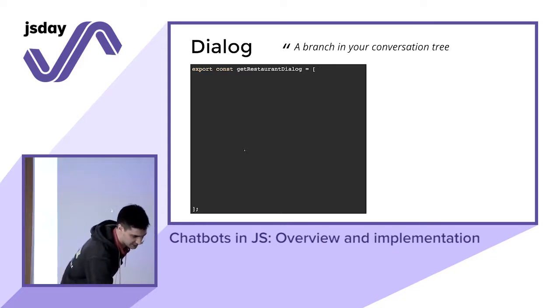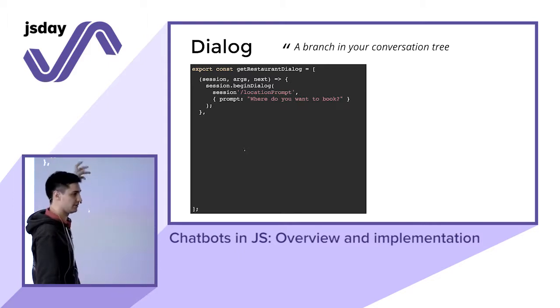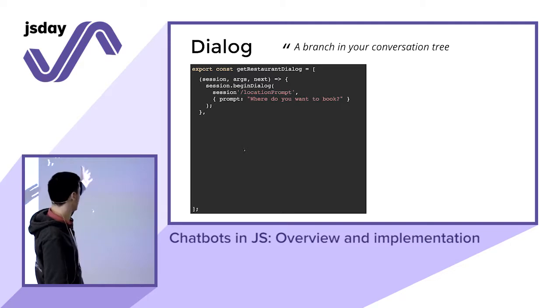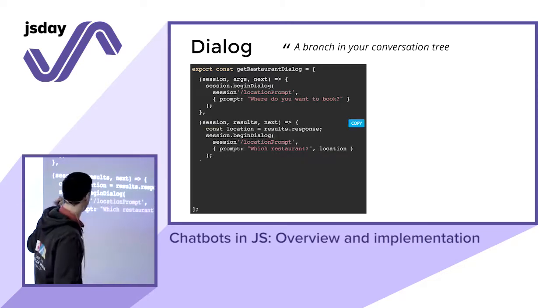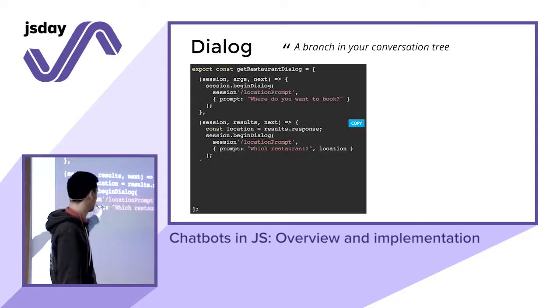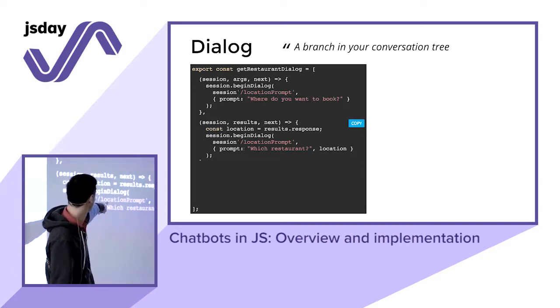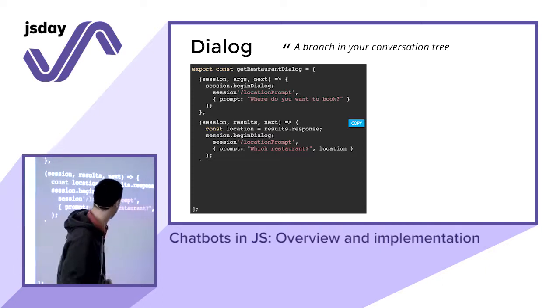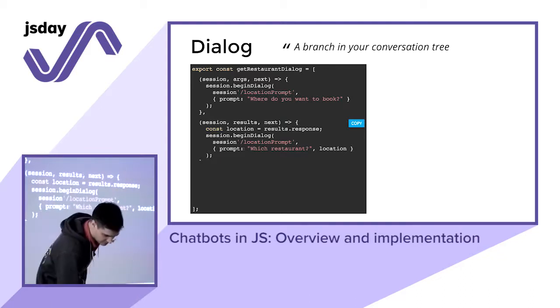So for the get restaurant dialog, the first thing we'll need to do is trigger the location prompt to get the user position by asking him where he wants to book. Then once we get the result, we use it to ask him at which restaurant by passing the location to the restaurant prompt.